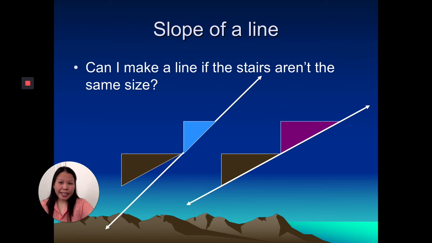Now that is a linear line because the slope did not change. Rise over run, rise over run, rise over run, always the same.